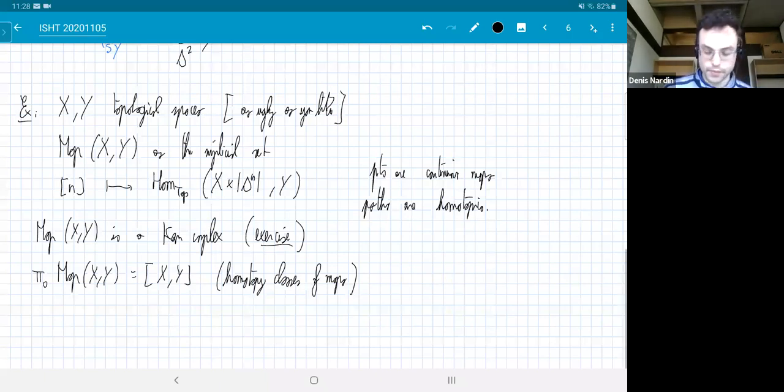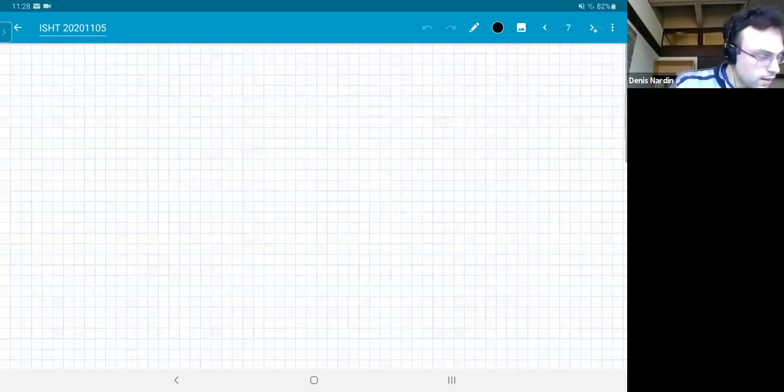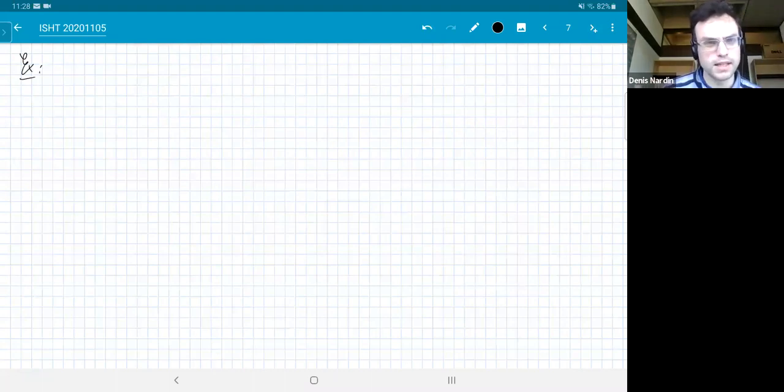And on this topic, I want to give you a slightly similar example that shows actually the power of this thing. Because this was kind of a stupid example, because for compactly generated spaces, it's just a thing of something. So you don't really need Kan complexes to make this, but okay.